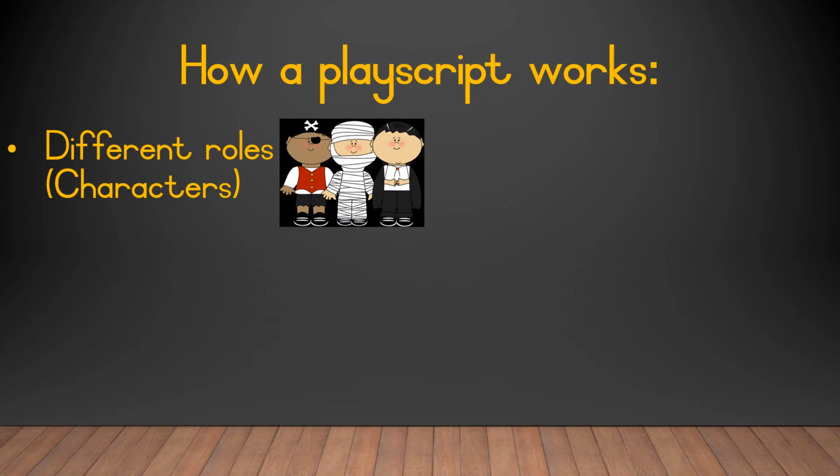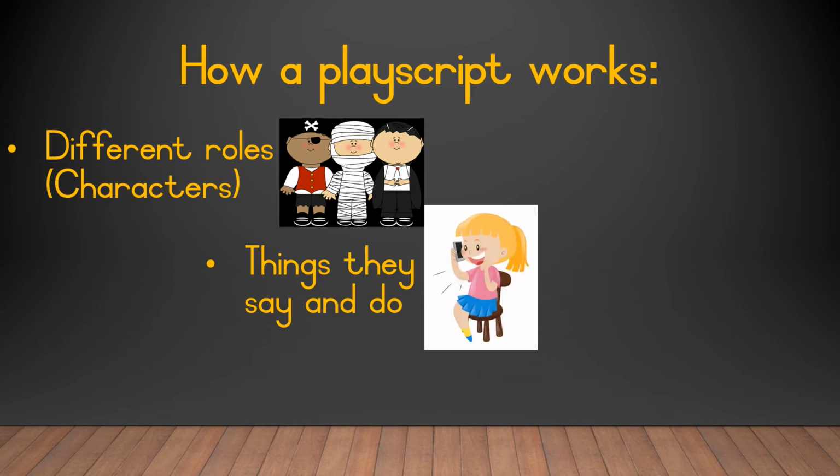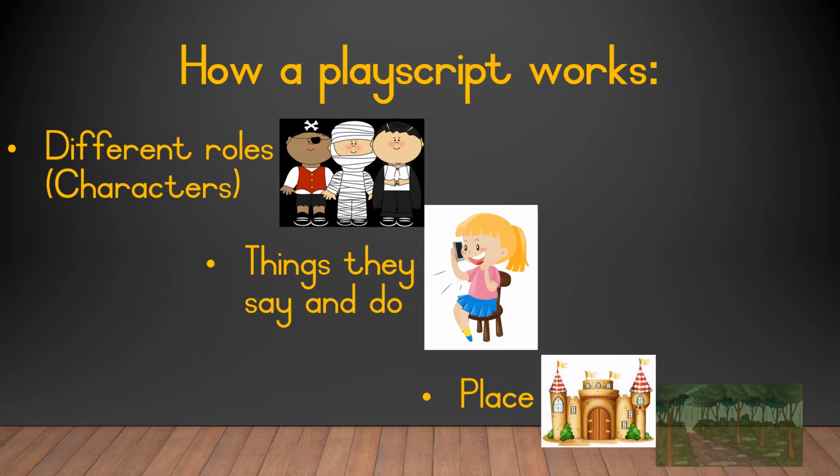Okay, now the second thing, things that they say and do. Now those things follow after the character's name. Those things are usually like, hello mum, or in brackets, she's eating an apple. Then when the people act it, they will literally take an apple, act as if they're eating it, things like that. Let's see this picture that I have. For example, things they can say and do. They can talk on a telephone while they are sitting. That's something they do. Something they say, hello, how are you? Now the third thing is the place where it happens. For example, in a castle, in the woods, or anywhere else.